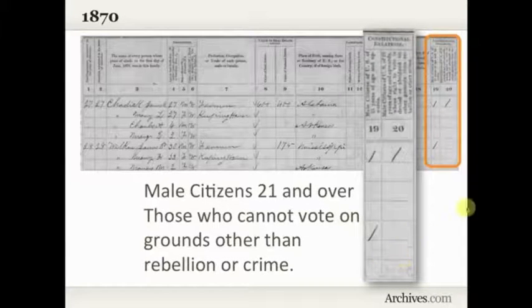The first column that we have here, column 19, is just a mark if the person was a male citizen 21 and over, which indirectly gives you a little bit of information about naturalization. If the person was male and they were over 21 and they were born in a foreign country, if this is checked, then it should mean that they were a naturalized citizen. If it wasn't checked, it should mean that they were not a naturalized U.S. citizen. So this is just asking about the citizenship of males 21 and over.